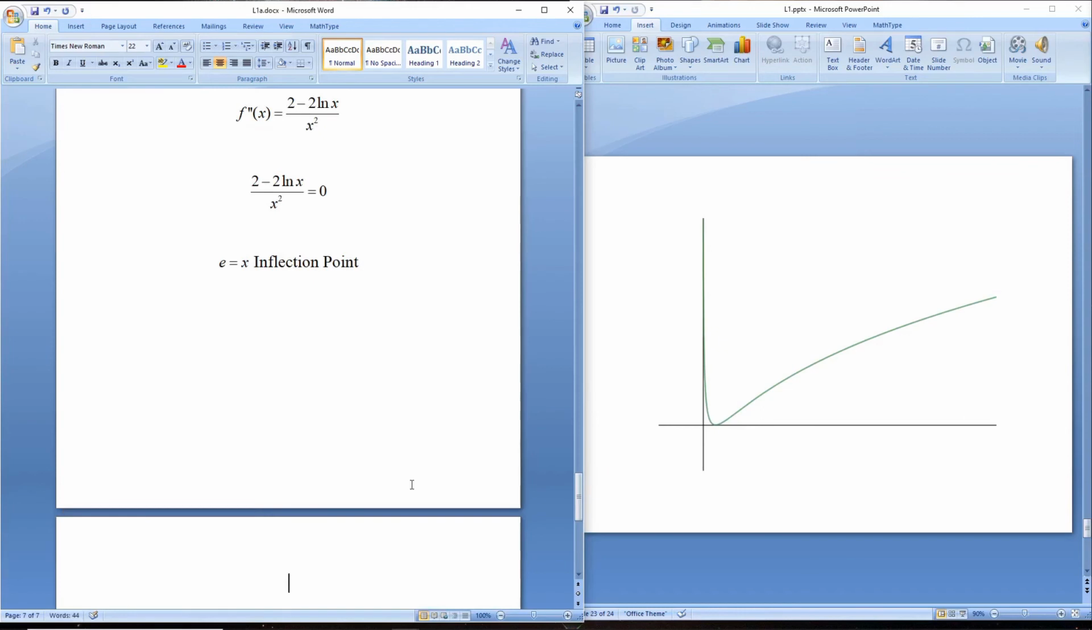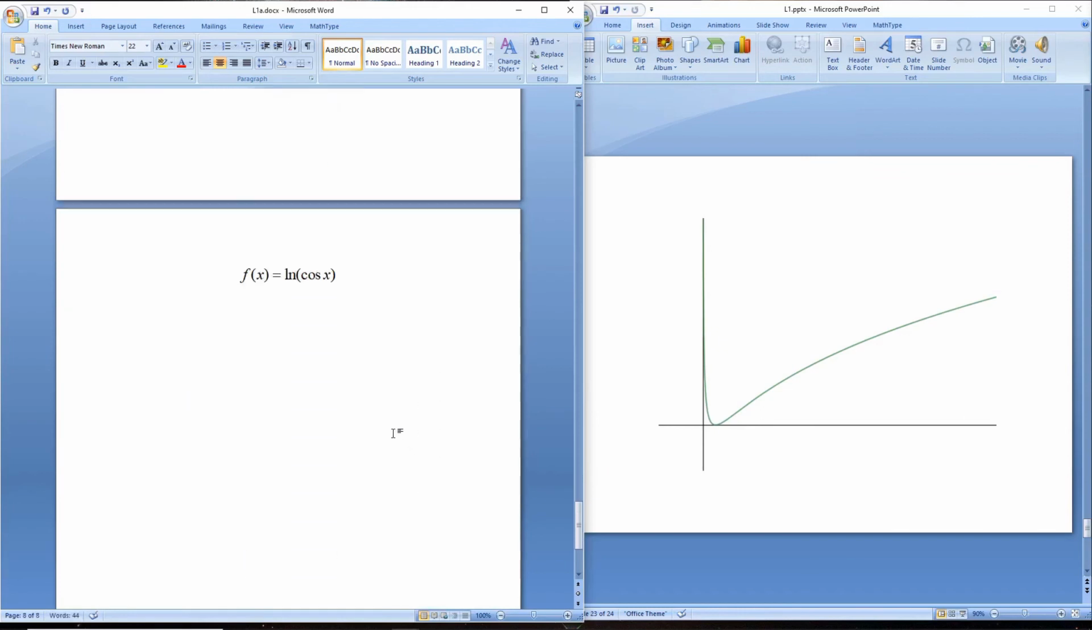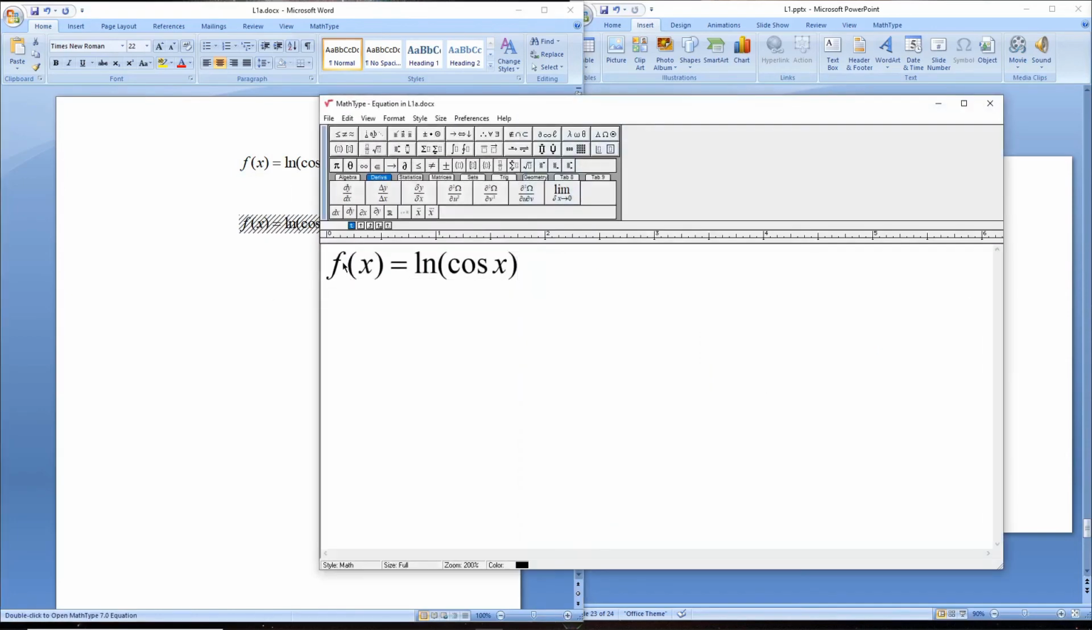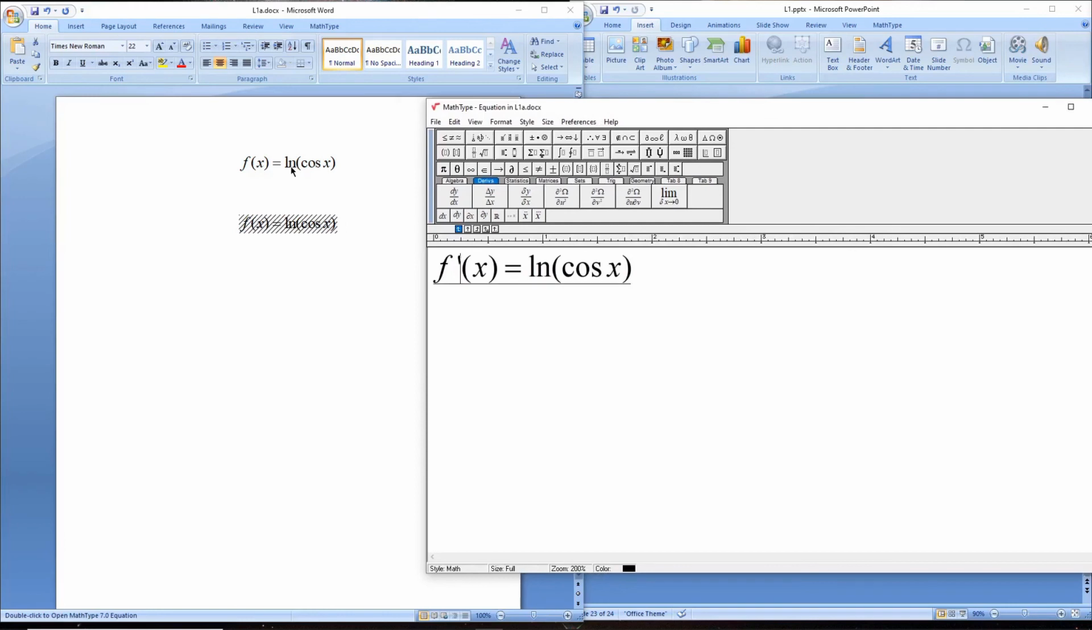So I got one more here. Trying to pick ones that would look confusing. Log of cosine. No restricted domain on this one. So let's figure out the inflection points. Take the first derivative. We do have a chain rule here. So let me just pull this aside so you can see the log cosine over here.